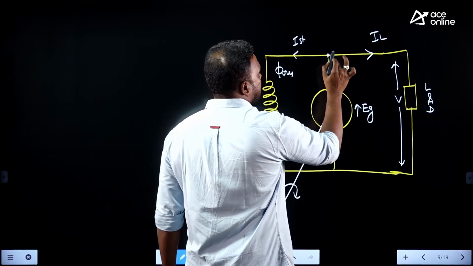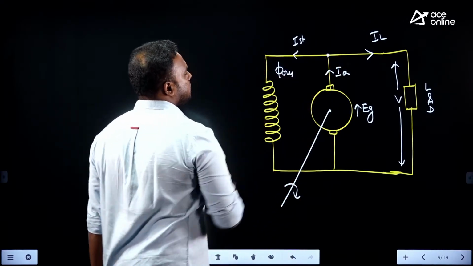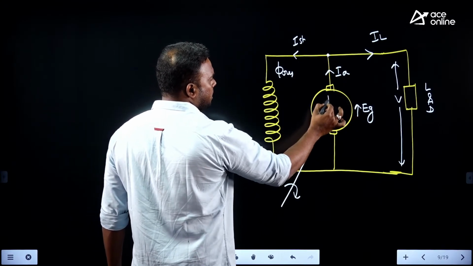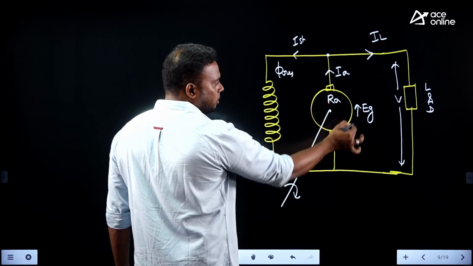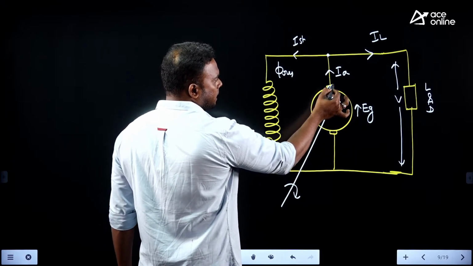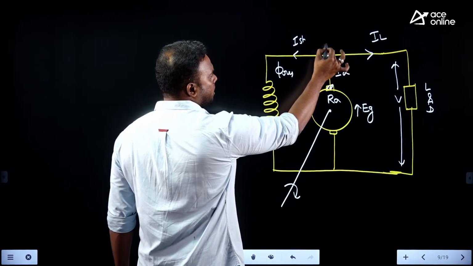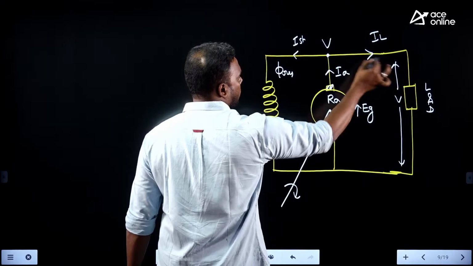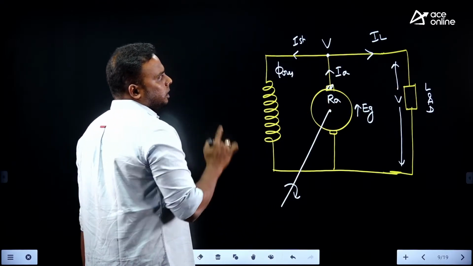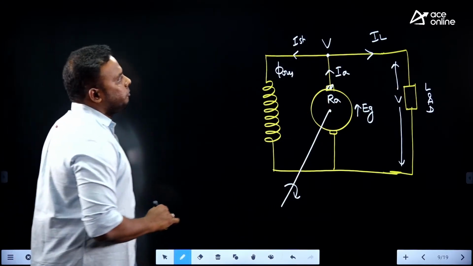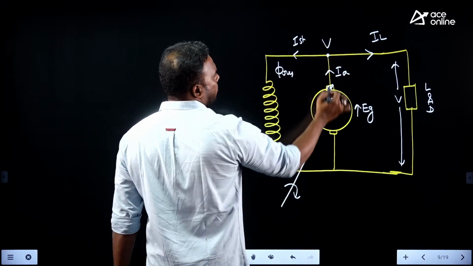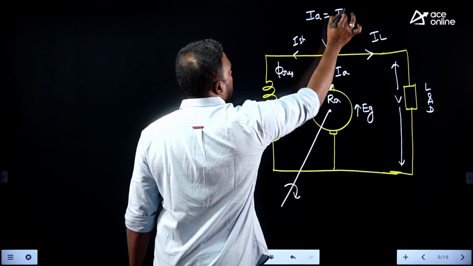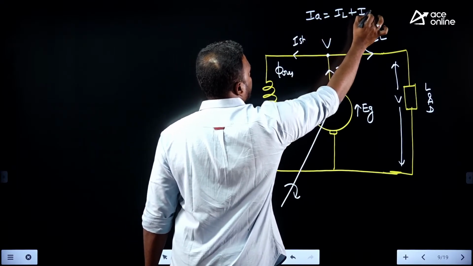Now if you apply KCL at this point, first of all, what is the voltage at this point? This is EG, the EMF induced in the armature. Once it comes outside the brush, we get a voltage of V. So this is the terminal voltage, just the line extended. This voltage V, the same voltage will appear here. Now that node voltage is V. And if you apply KCL at this point, sum of incoming currents equals sum of outgoing currents, we get IA equal to IL plus ISH.